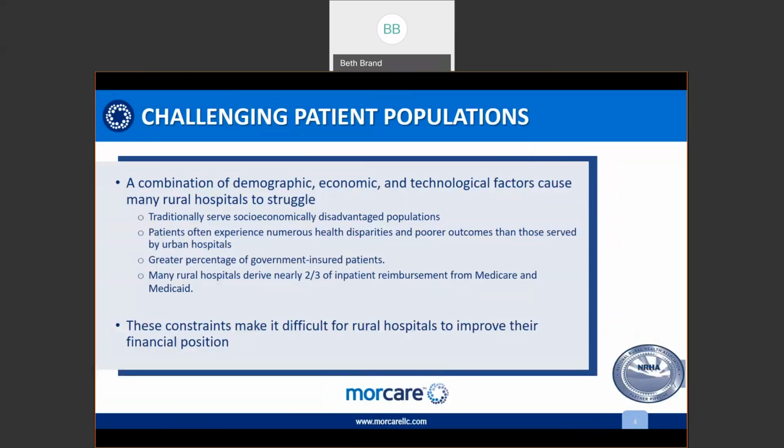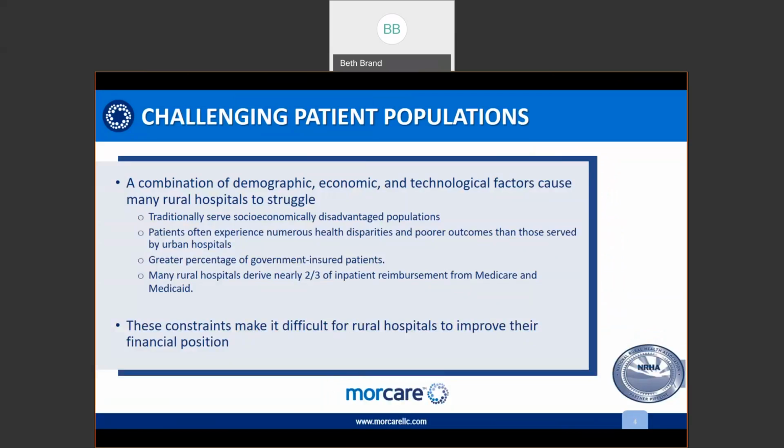One of the contributing factors to the financial struggles in rural hospitals, as you all well know, is due to the complex needs of the patient populations you all serve. Traditionally, we find that the rural population is socioeconomically disadvantaged in comparison to more urban populations. Patients often experience numerous health disparities and poorer outcomes than those served by more urban hospitals.